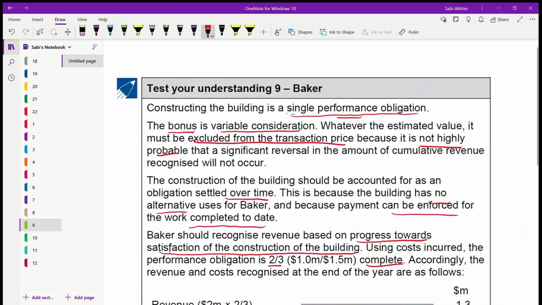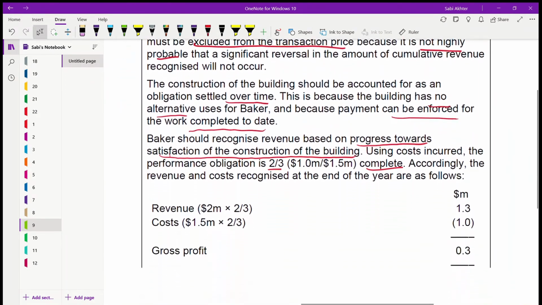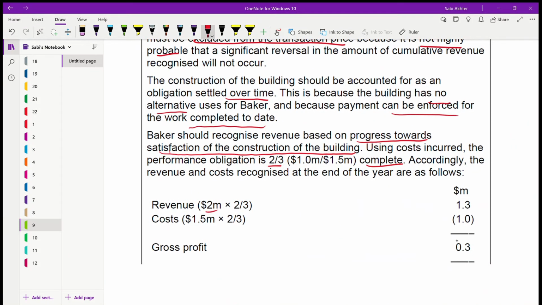2/3 is completed, so now everything will be 2/3. Revenue will be 2/3, cost will be 2/3. Revenue was 2 million and cost was 1.5, and out of that you have taken 2/3. So revenue is 1.3, cost is 1, and the gross profit is 0.3.